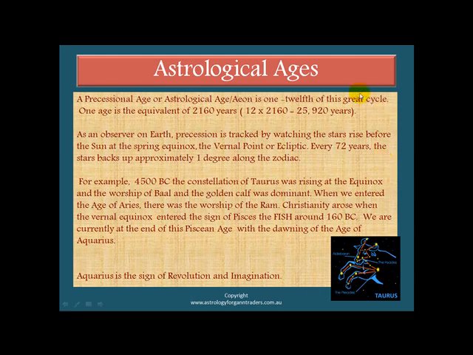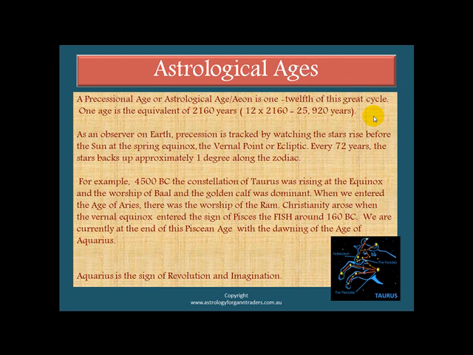Now, these astrological ages are 1/12 of this great cycle. So one age is the equivalent of 2,160 years, which times 12 gives you 25,920 years. As an observer on Earth, the precession is tracked by watching the stars rise before the sun at the spring equinox, which is the vernal point on the ecliptic. Every 72 years, the stars back up approximately 1 degree along the zodiac. And so they were noticing this change, you see.